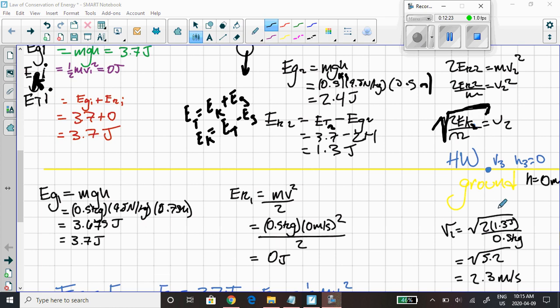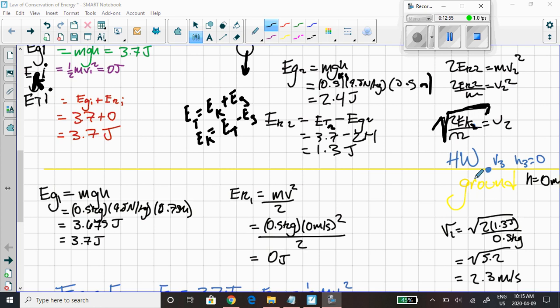So right here is the calculation I described. 2 times 1.3 joules, the kinetic energy it has at this height, divided by 0.5 kilograms, leaves us with the square root of 5.2. So it has a speed at position 2, or speed 2, of 2.3 meters per second.